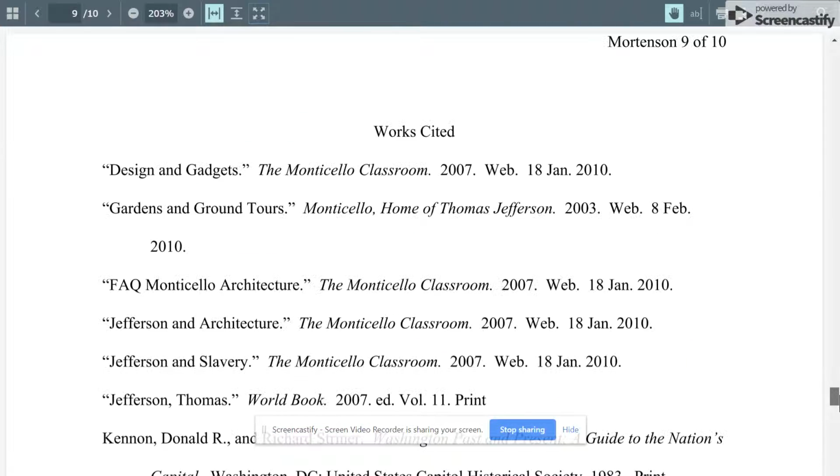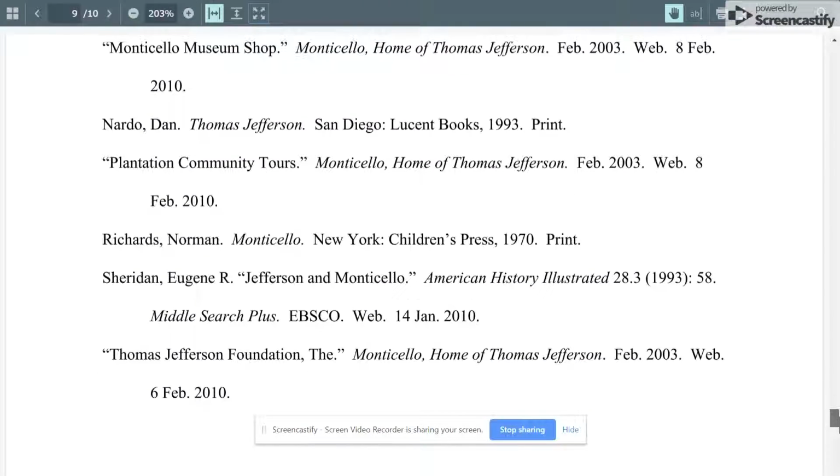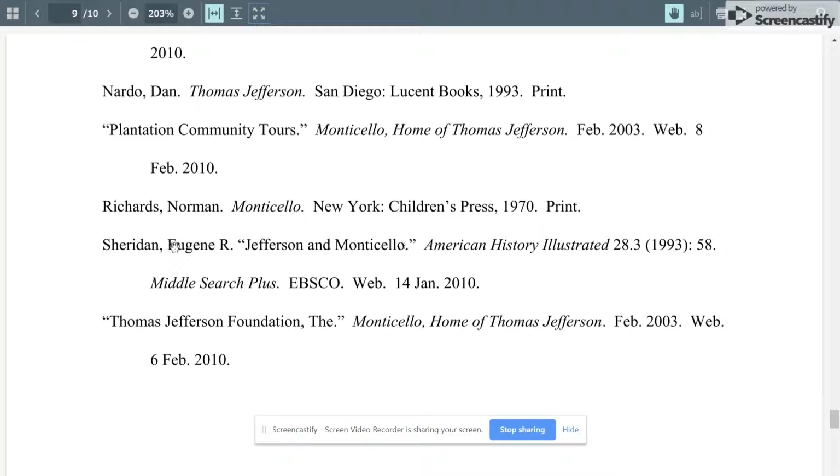Let's look all the way back down to this Sheridan source, and she indeed pulled that off electronically. You see that she got that on the web. It was from a magazine, but she didn't have the magazine in her hand. She looked it up online on Middle Search Plus, and that is how she found it.